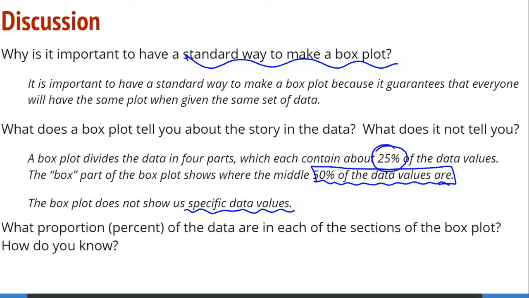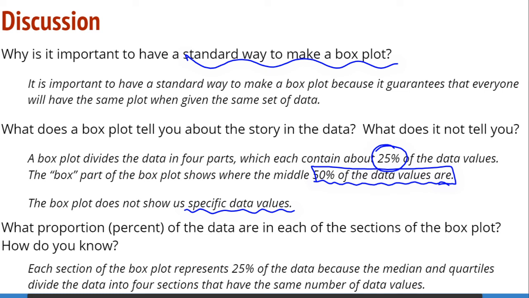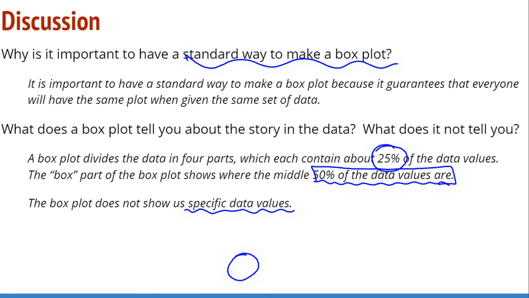So what percent of the data are in each of the sections of the box plot? And how do you know? We answered that question up above. Each section is about 25%, about 1/4 of the data, because the median and quartiles divide the data into 4 sections that have the same number of data values.